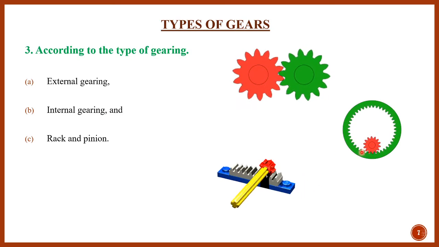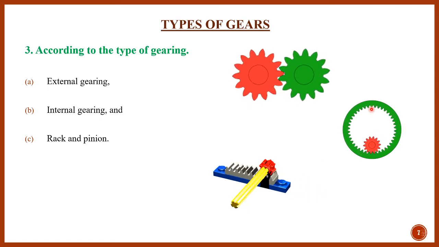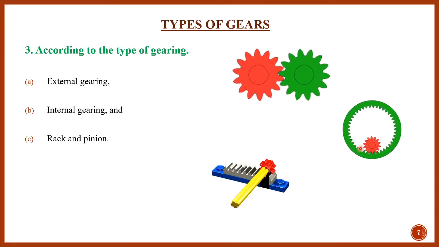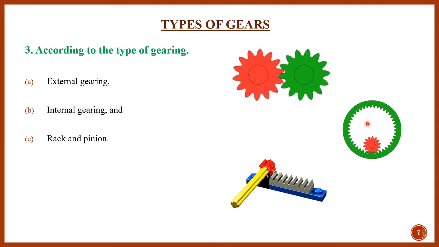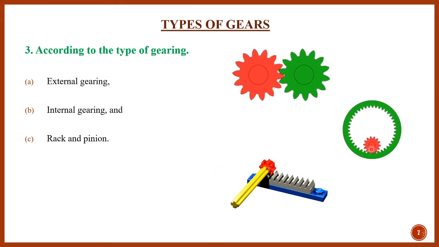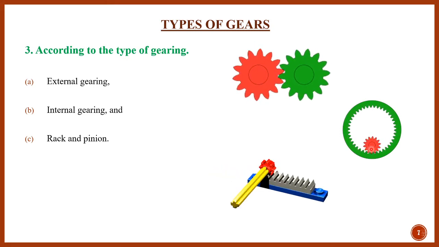In this case, suppose this gear rotates in the clockwise direction, the second gear also rotates in the clockwise direction. Suppose it rotates in the anti-clockwise, this also rotates in the anti-clockwise direction. That means two mating gears rotate in the same direction when there is an internal meshing.